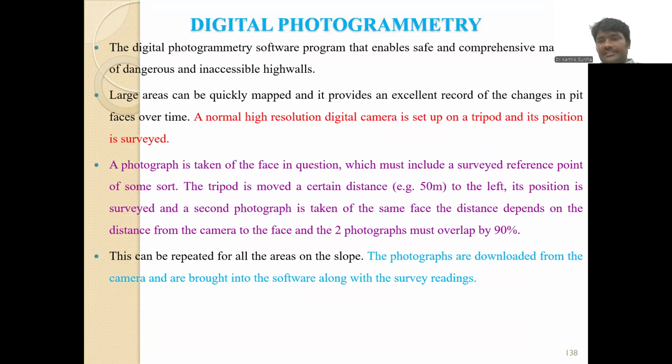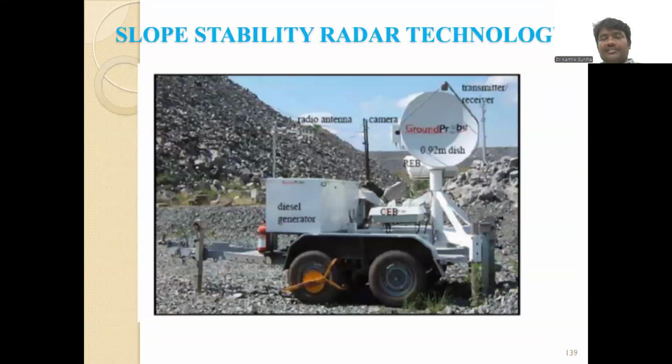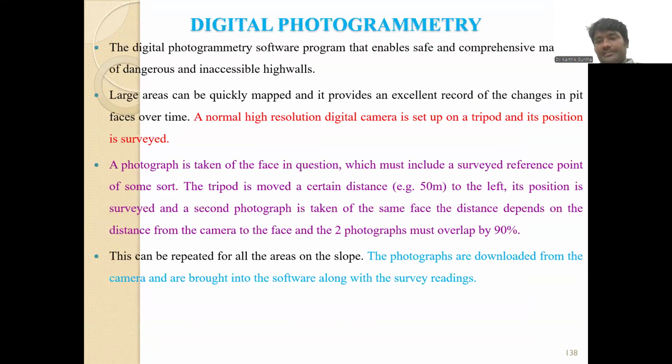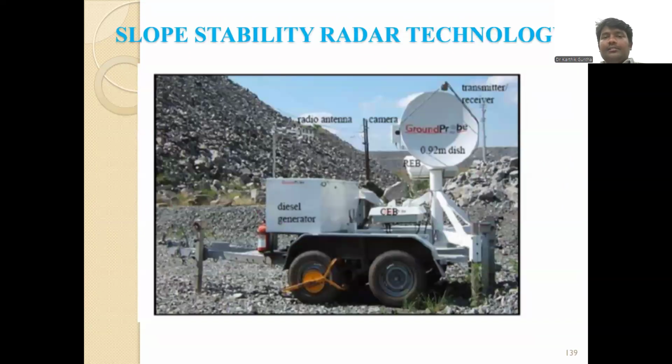Digital photogrammetry is also one of the important strata monitoring technologies. It continuously captures images of the strata, and it uses digital image processing techniques to identify anomalies in the surface movements.